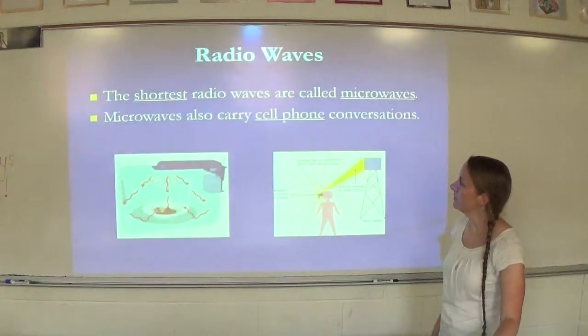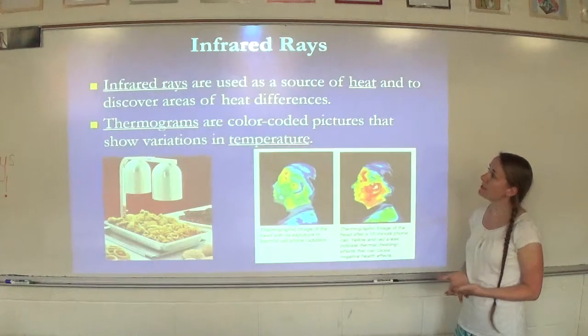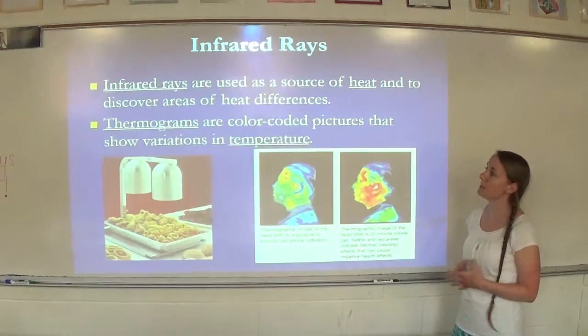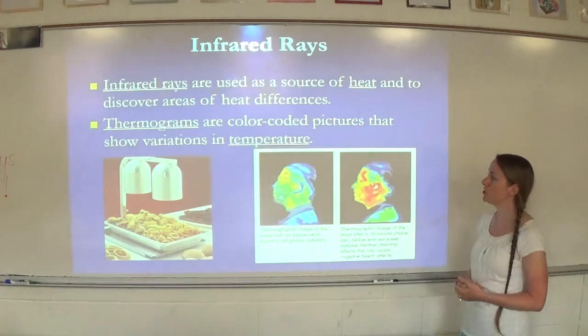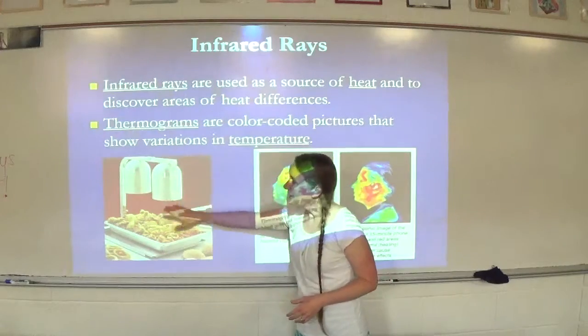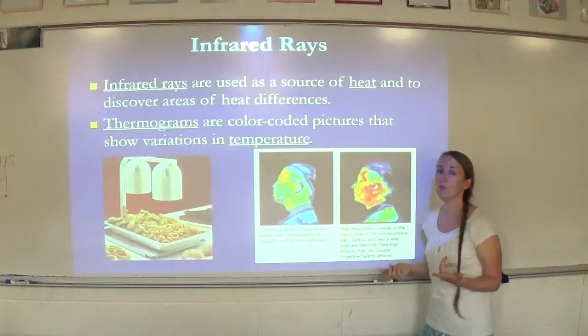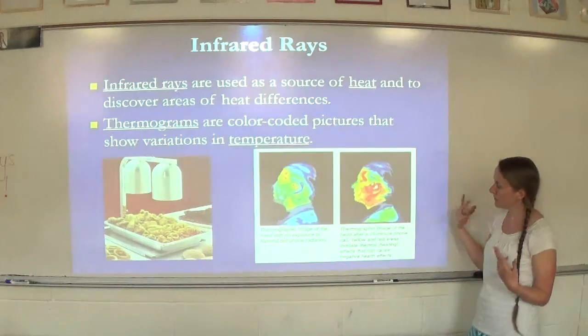So infrared rays are used as a source of heat and to discover areas of heat differences. Thermograms are color-coded pictures that show variations in temperature. So whenever you see the red lamps that are heating food, that's infrared rays. And then this is a thermogram. It shows you the different colors.